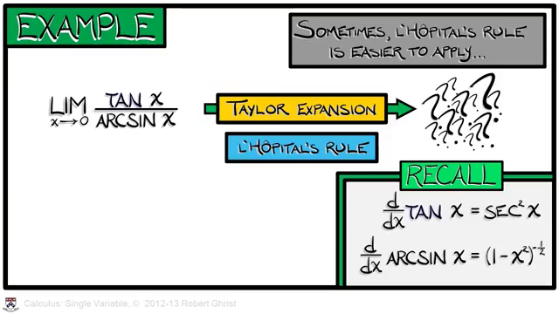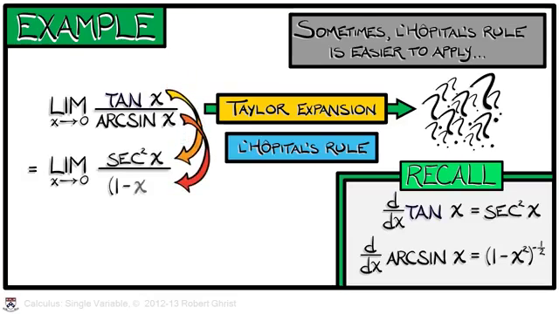If you don't remember this, don't worry. We'll learn how to compute these in just a few short lessons. But for the moment, let's take it as a given. Using L'Hopital's rule, we get the limit as x goes to 0 of secant squared x over 1 minus x squared to the negative 1/2. Evaluating at 0 and remembering that secant of 0 is 1 gives us our answer of 1.